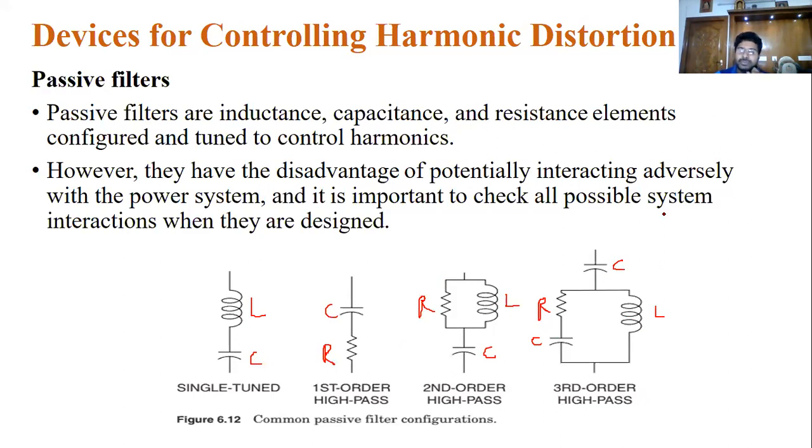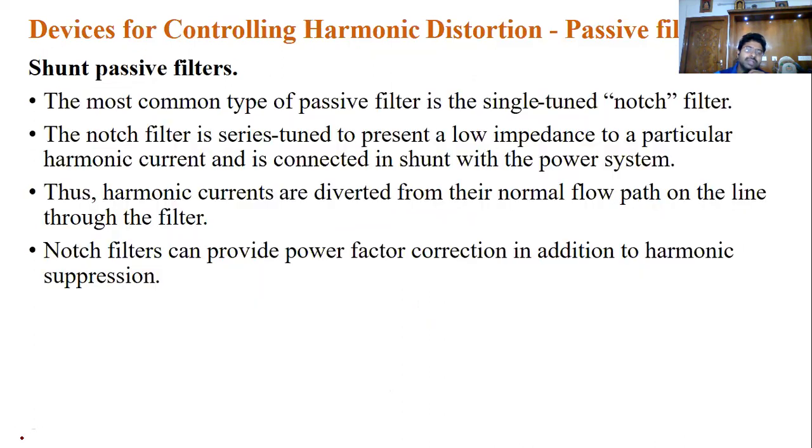You can see this. Suppose in the shunt passive filters, when you are going to eliminate the third order, it also requires the second order as well as first order filters. So you can observe that all these filters are designed using passive elements, nothing but RLCs. That's why you can call them passive filters. This is the single tuned filter, first order filter. The single line diagram is like this. This is the second order high pass filter. This is the third order high pass filter. This is the shunt type.